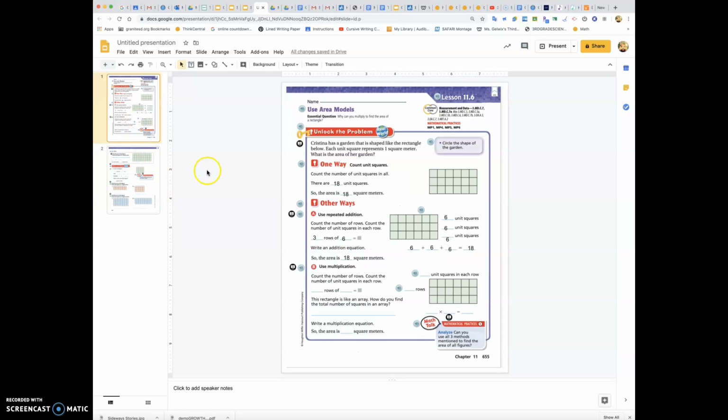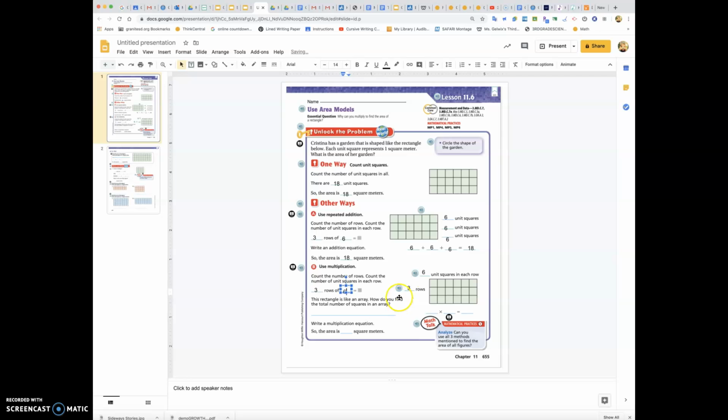Okay, now another way is to use multiplication. So we're going to count the number of rows. Well, remember, rows go across. There are 3 rows. Then we're going to count the number of unit squares in each row. Well, each row, we discovered up here, has 6 in each row. 1, 2, 3, 4, 5, 6. So over here we have 3 rows of 6.